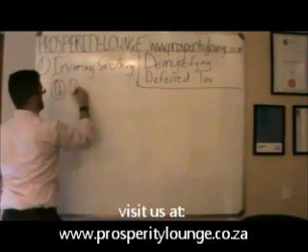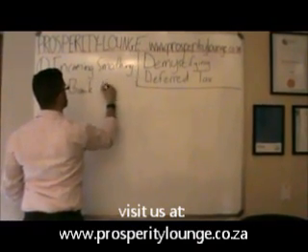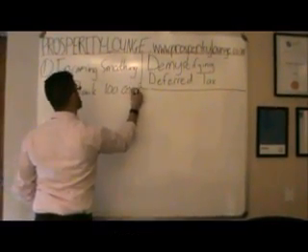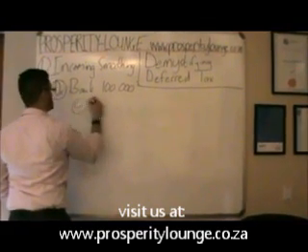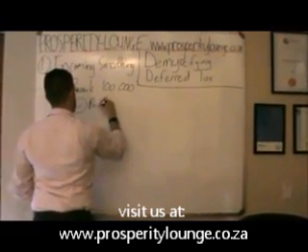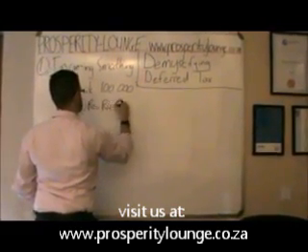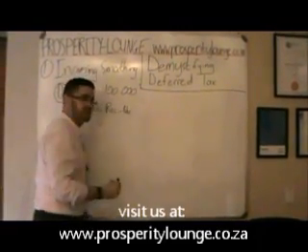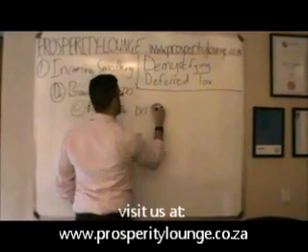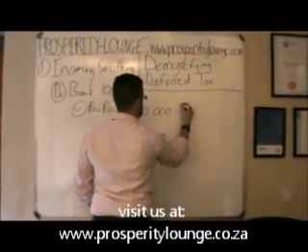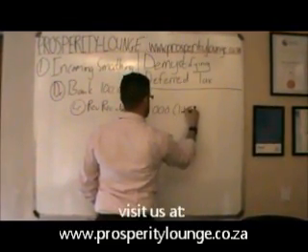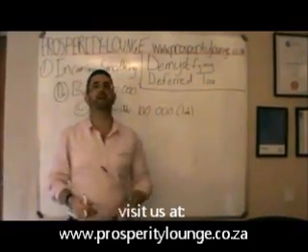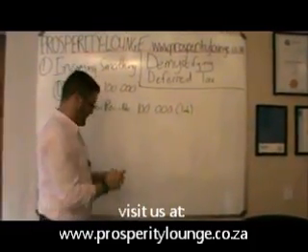Debit bank 100,000 Rand, credit revenue received in advance 100,000 Rand, being in essence a current liability.